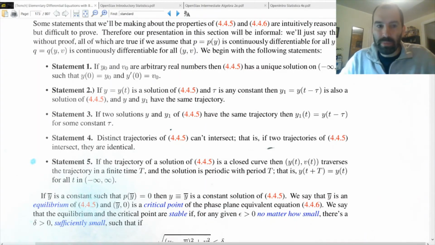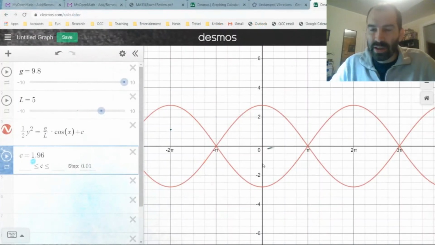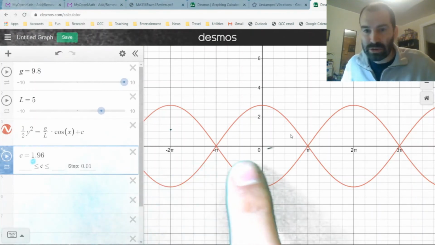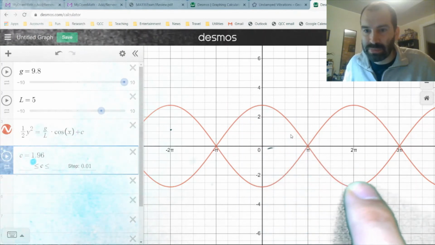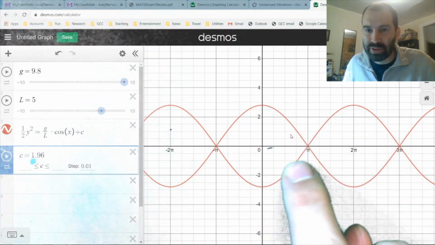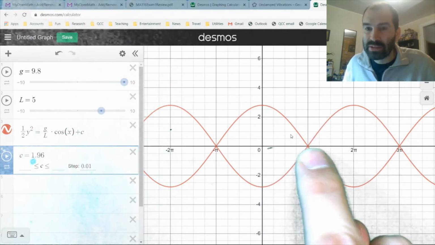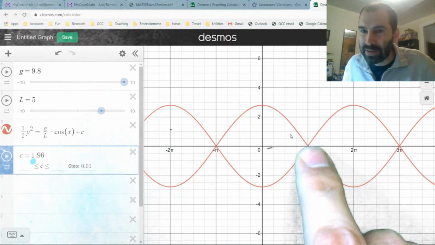And so if we go back to the picture and look at this, it looks like I've got two distinct trajectories intersecting here, right? I've got the one on the top, which wants to be like this, and the one on the bottom, which wants to be like this. It looks like they're crossing. So does this contradict what they're saying?